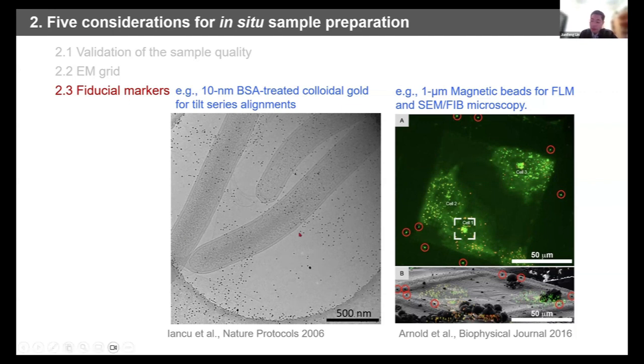So this is for tomography. If your sample has fluorescence signals, you will use fluorescence microscopy or an integrated fluorescence microscope to identify the target regions to image by electron tomography. In this case, maybe you also include magnetic beads in your sample, for example 1 micrometer magnetic beads. This will help align the fluorescence microscopy images and the scanning EM images to localize the sample and the target region we want to study.